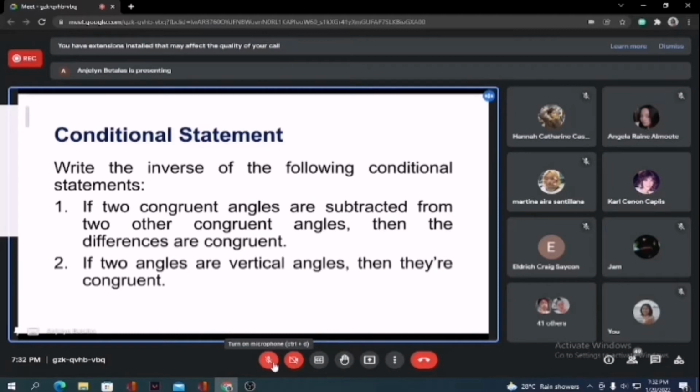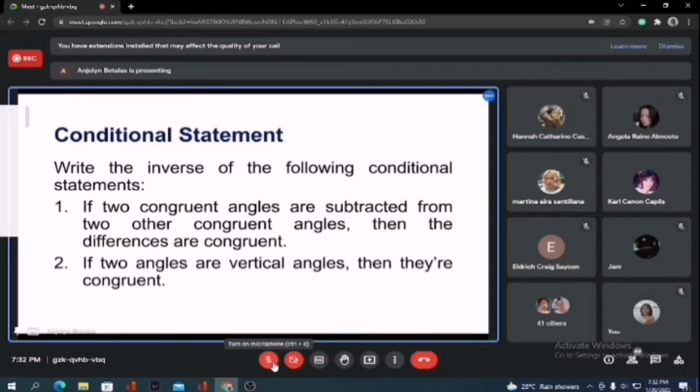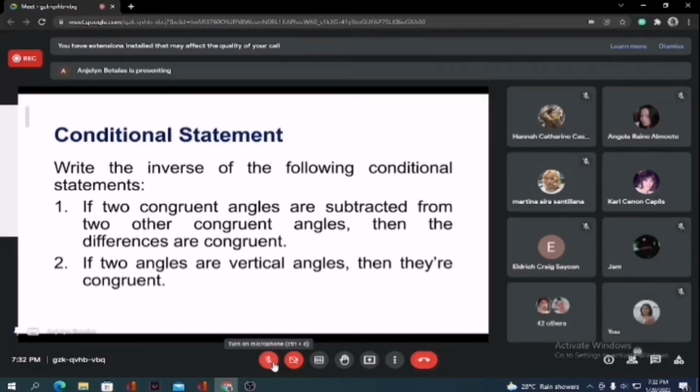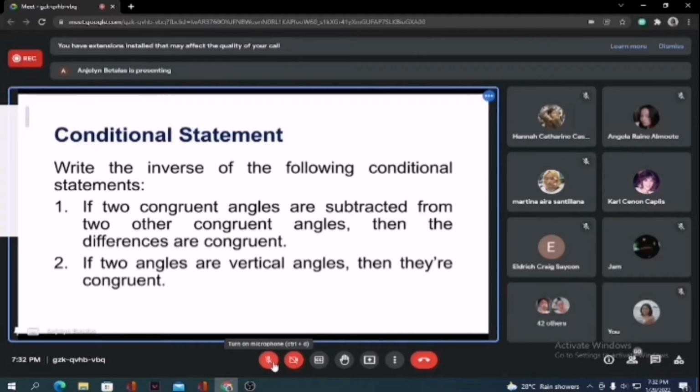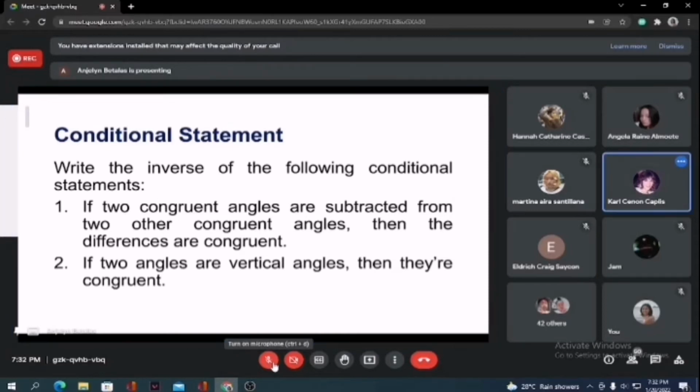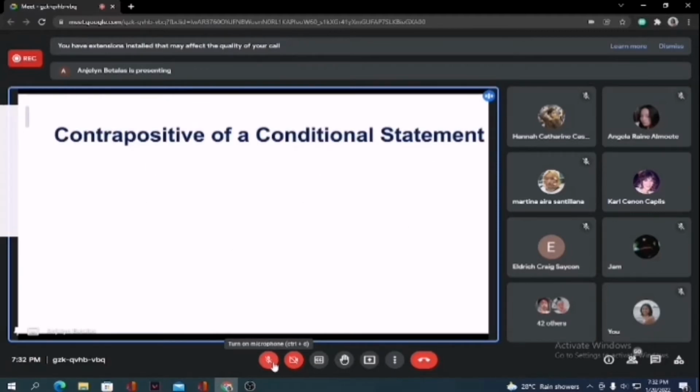Okay, next. If two angles are vertical angles, then they're congruent. Sige, anybody? If two angles are not vertical angles, then they are not congruent. Okay, very good. Who's answering? Santillana, ma'am. Okay. Good. Inverse. Imo lang ikuan ang not nila or ang negation nila. Ang negative. Okay? Kung wala question, proceed sa contrapositive.